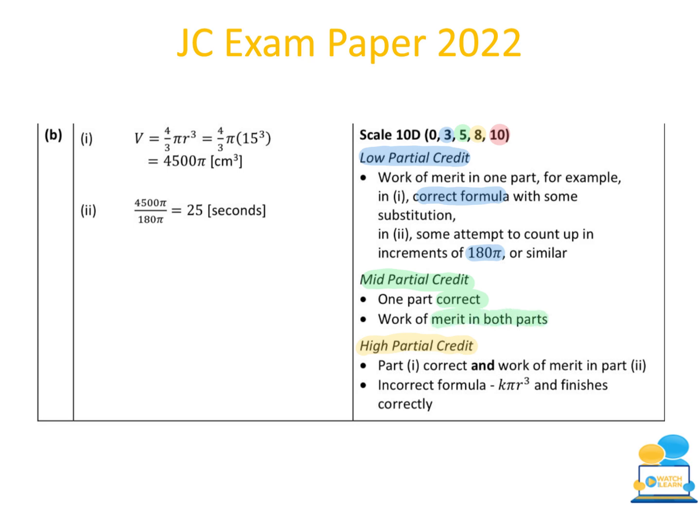And then finally, your high partial credits, which have given you 8 marks, meant you had part 1 correct, and then you had good work of merit in the second part. And then maybe you may have put in the incorrect formula, but you still managed to finish the question correctly. So you made a mistake maybe at the start, but everything else was correct. They still would have given you 8 out of 10 marks there.